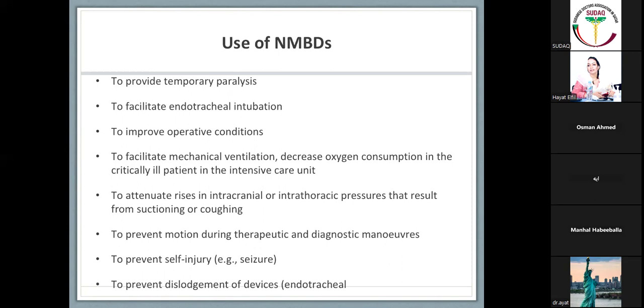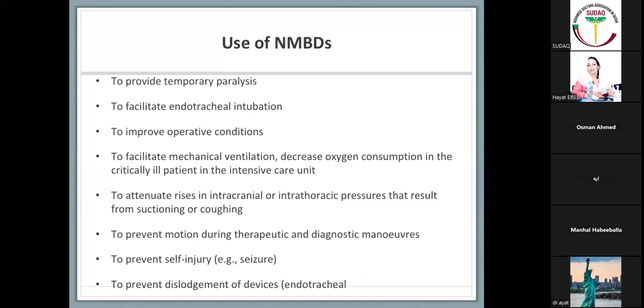So why do we use neuromuscular blocking drugs or muscle relaxants? Actually, we use them for many reasons, but probably the most important is to provide temporary paralysis, to facilitate the insertion of the intratracheal tube in anesthesia practice and ICU, to improve operative condition. I have to say that regarding improving the operative condition, there is a lot of talk in the literature whether the muscle relaxant will improve the operative condition or not.